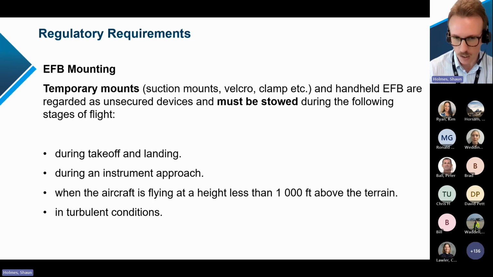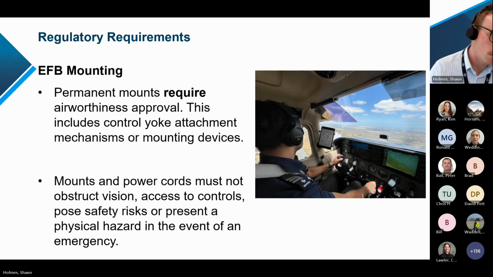So, what is acceptable to CASA so that you could potentially use that EFB throughout the entire flight? Well, you can have a permanent mounting system. Permanent mounting requires an airworthiness approval. Permanent mounting, we're talking about making a modification to the aircraft. Yes, if you were to, say, screw a mount into the aircraft structure or the dash or something like that, that is a modification. So permanent mounting does require airworthiness approval.